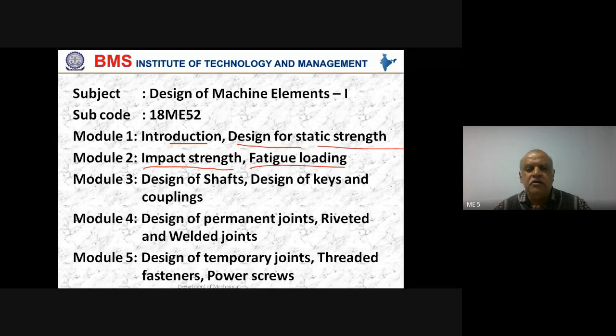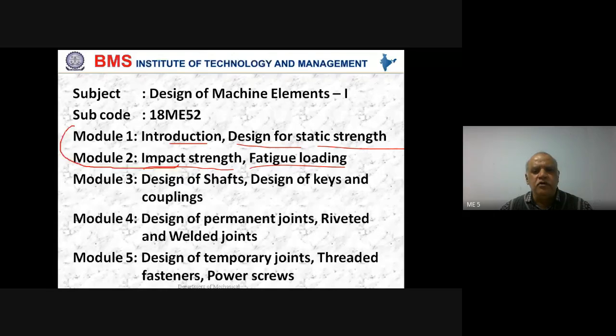So in the beginning, we did the component subjected to only variable bending stresses. Then we learned about components subjected to variable axial stresses. Then components subjected to variable shear stresses. Then in later stages, we learned about combined variable stresses, right? When the component is subjected to variable bending and also variable torsion, variable bending as well as variable axial stresses. This is all what we did in module 1 and module 2.